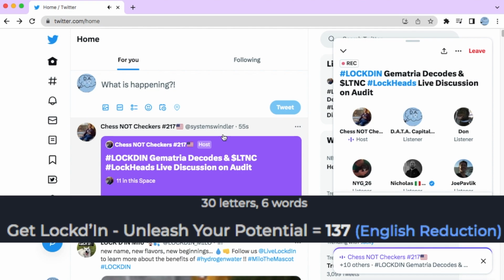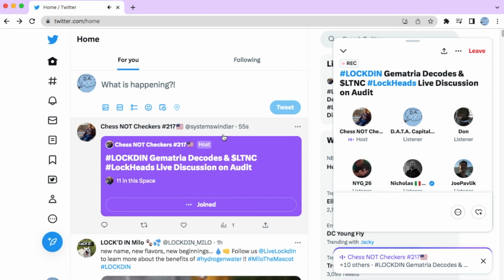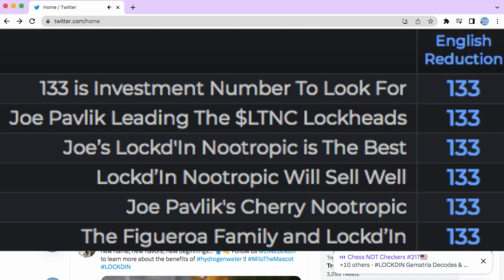Now, to finish up with the gematria, we're going to talk about 133s, and there are a lot of them. 133 is the investment number to look for. Investment equals 133 in reduction, but also Joe Pavlik leading the LTNC LockHeads. Joe's locked-in nootropics is best. Locked-in nootropics will sell well. Joe Pavlik's cherry nootropic and the Figueroa family and locked in, they all equal 133 in reduction. That's the investment number. Very important.